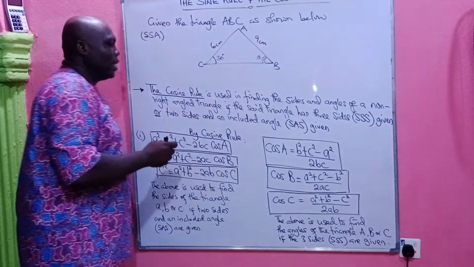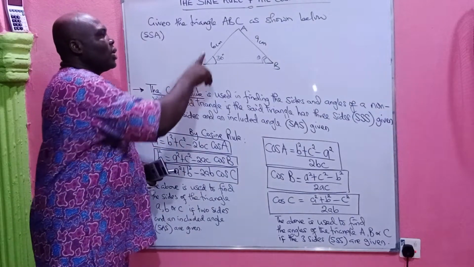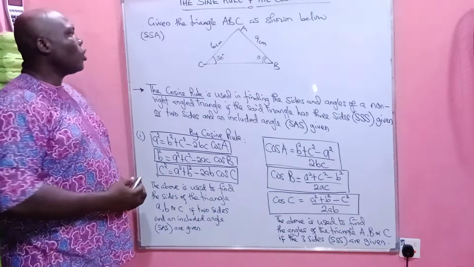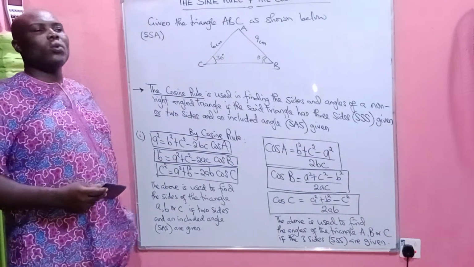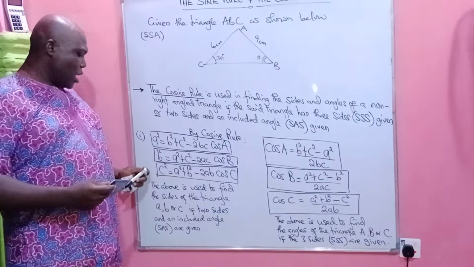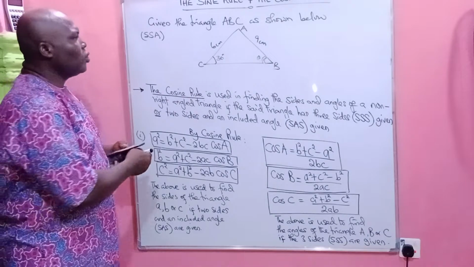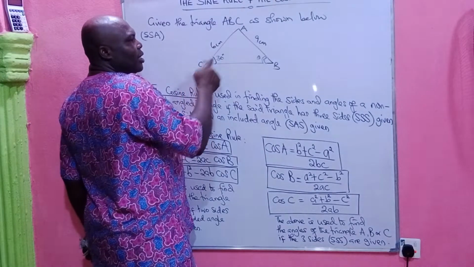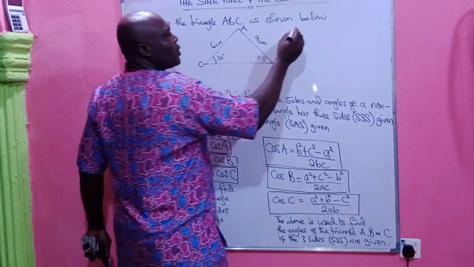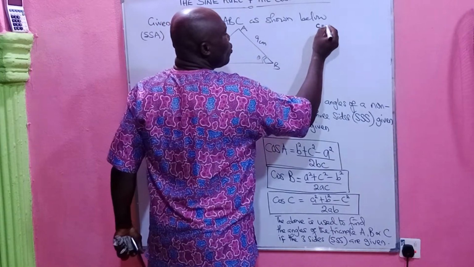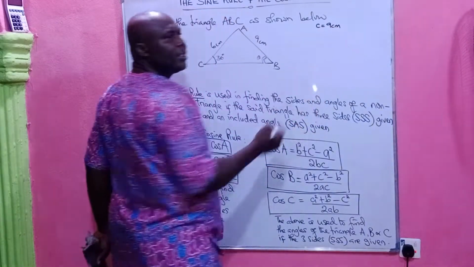While that angle is actually facing this other side given. Now, the condition here is SSA, which means we have to use the sine rule. Now, let's define the parameters given here. Please take notes. Now, this is big C. The side facing the big C is small c. So, small c is equal to 9 cm. Please take note of that.